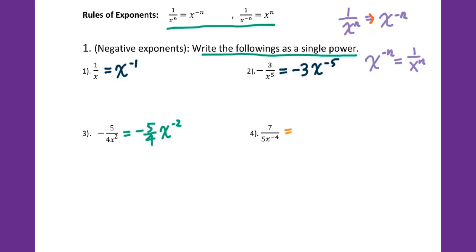For number 4, the coefficient will be 7/5. Then you could see here's the negative fourth power. Then you will change into x to the fourth power here. In other words, when you flip that exponent from denominator to the numerator, you got to change the sign of that exponent.